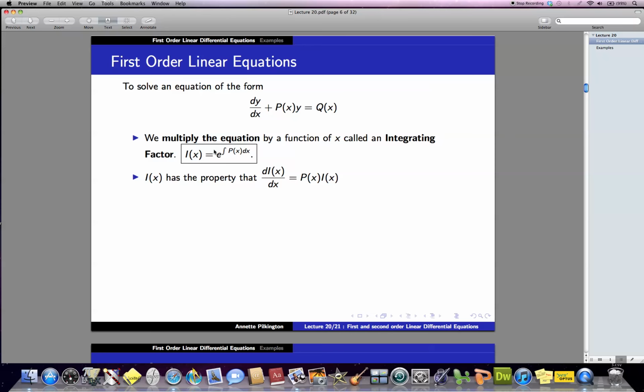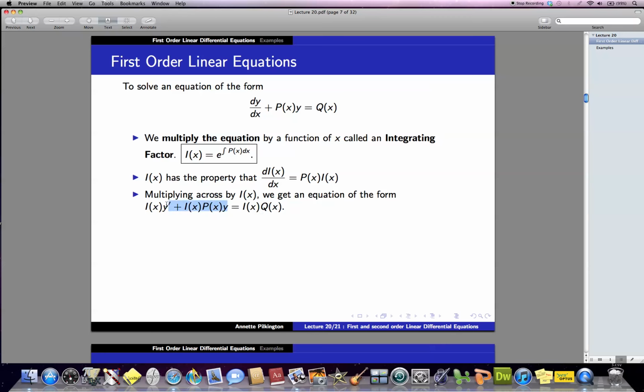And you can check this out easily because I(x) equals e to the power of the integral of p(x). Its derivative is e to the power of the integral of p(x) times the derivative of the integral of p(x), which must be p(x). So the derivative of this function is p(x)I(x). So when I multiply my equation across by I(x), on the left I get I(x) times dy/dx plus its derivative times y, and on the right-hand side I just get I(x)q(x), which is a function of x.